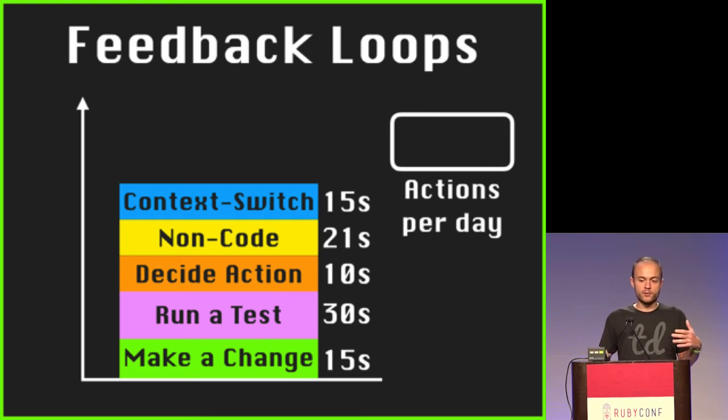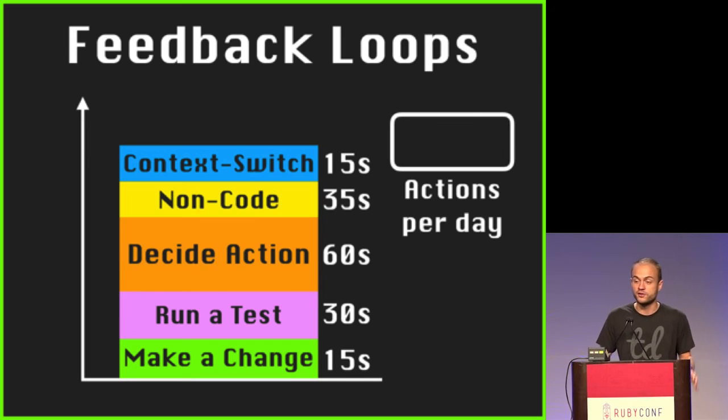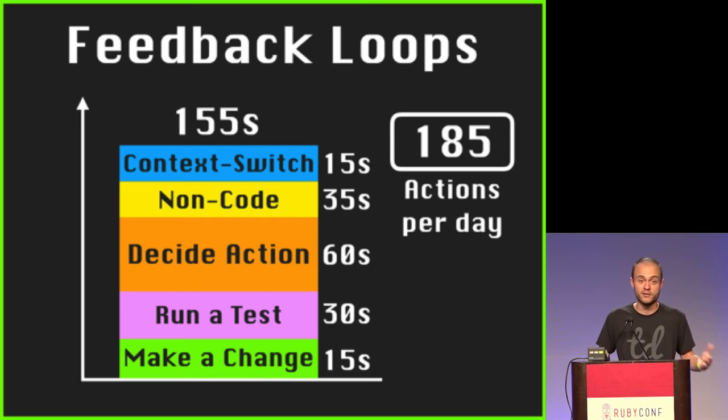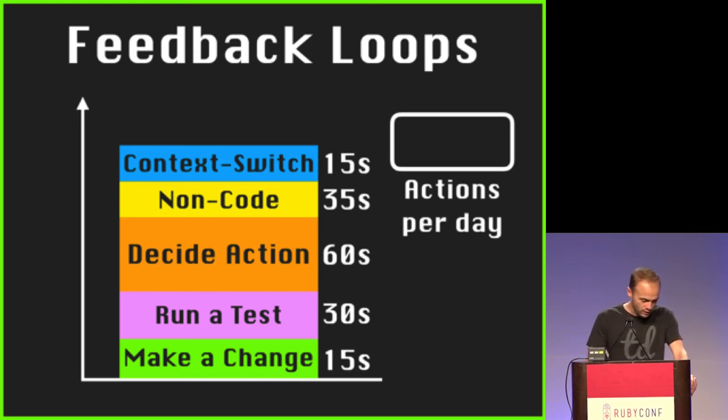Now imagine you've got really bad error messages like we just talked about. Instead of being able to see in 10 seconds what's going on, you have to debug or whatever, and it takes you 60 seconds to figure out what's going on. So now your feedback loop's 155 seconds. So you only have 185 useful thoughts that you can have in a day, and that sucks.